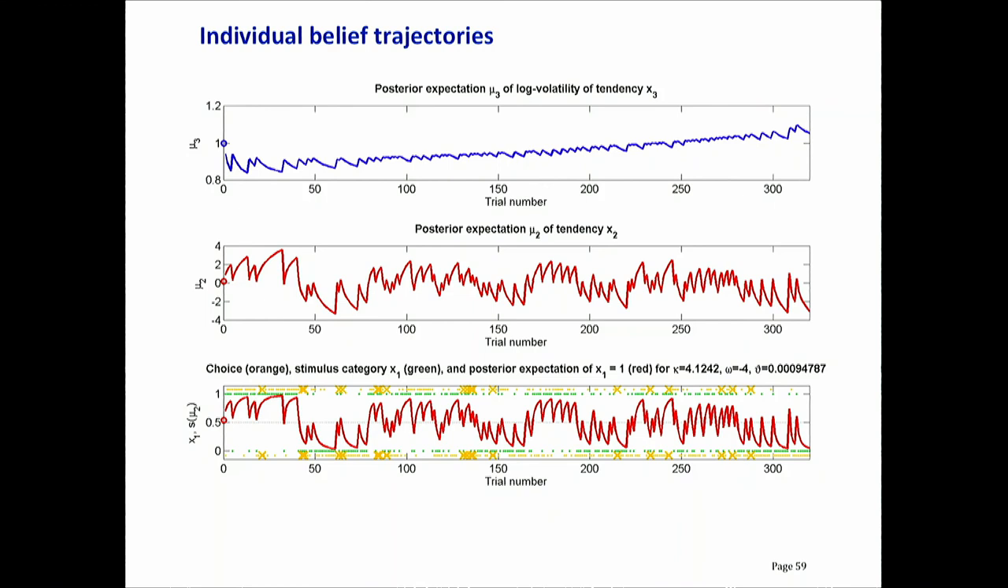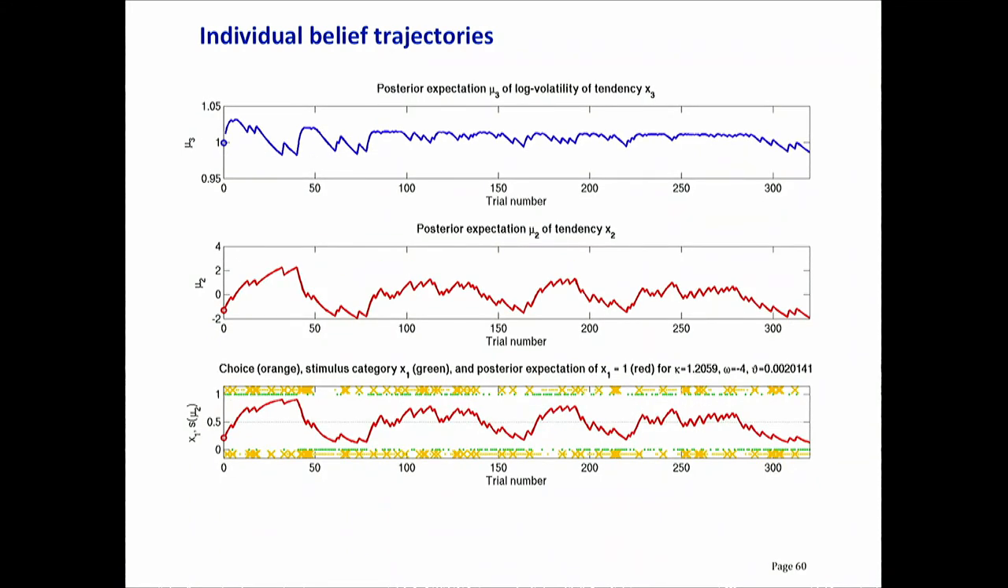So this is one learning trajectory that we inferred from actually recorded behavior, and this is another one. So this guy misses a lot of trials and doesn't learn very much, so you can see his learning trajectory is quite flat. And also his volatility trajectory looks very different. And so you can see vast inter-individual differences.